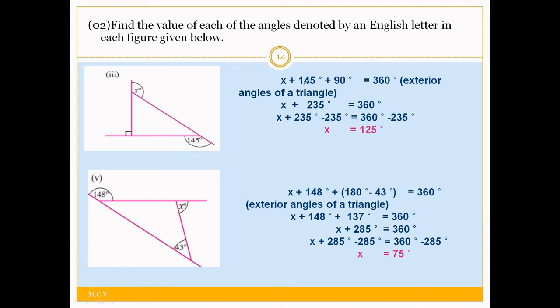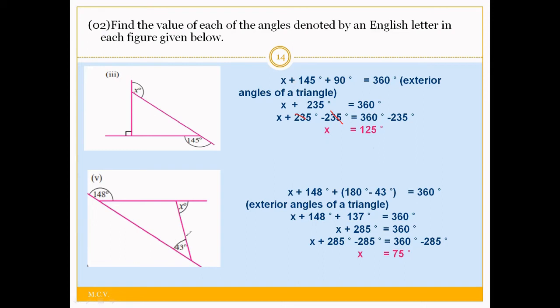Now add 145 and 90, that is 235. How to cancel this 235? Subtract 235 from both sides. Then cancel. In left hand side, X remains. In the right hand side, 125. So answer is 125.